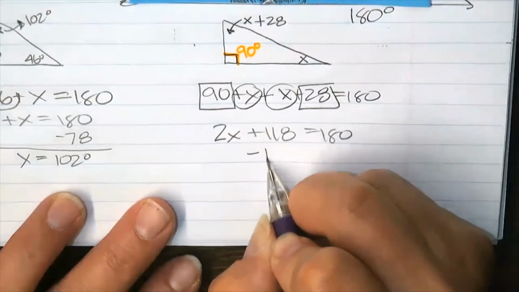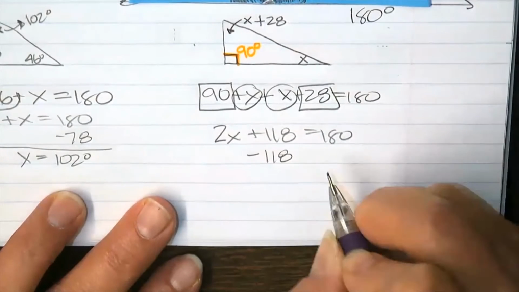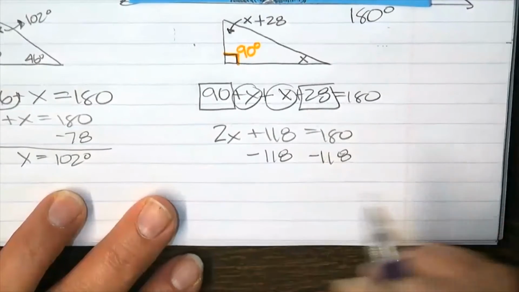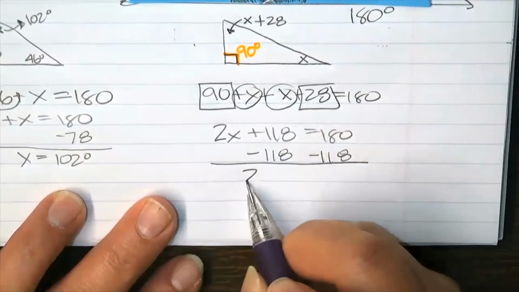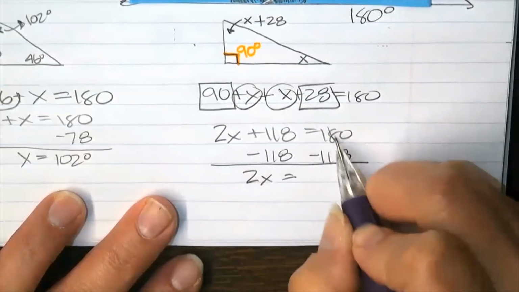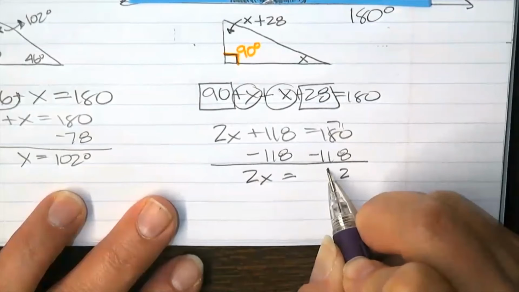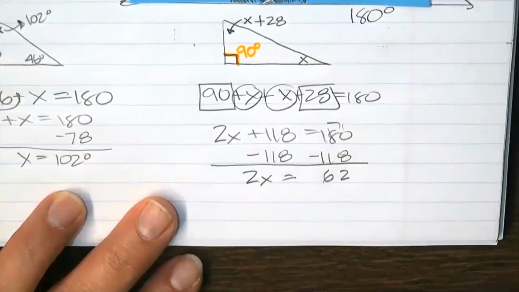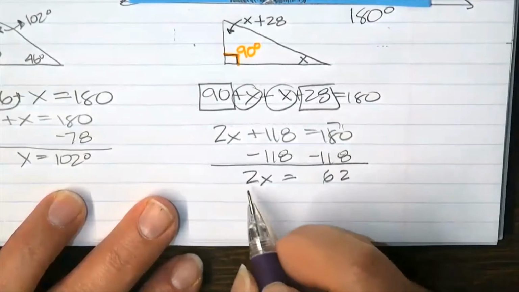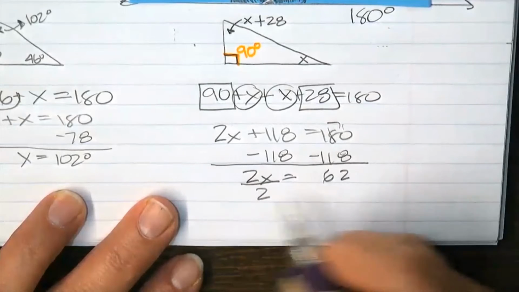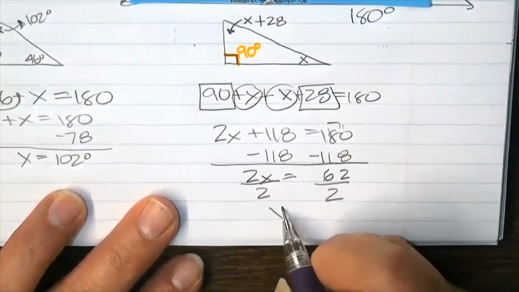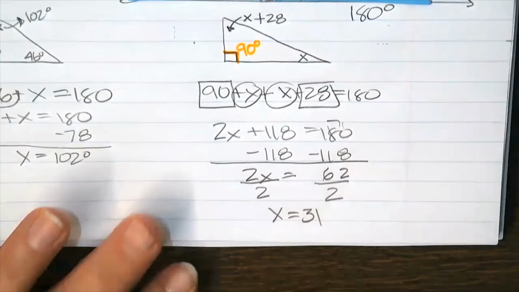So I'm going to subtract 118. What I do on one side, I must do to the other. I've got 2x equals 62. If I'm going to divide by 2, what I do to one side, I must do to the other. X is equal to 31.